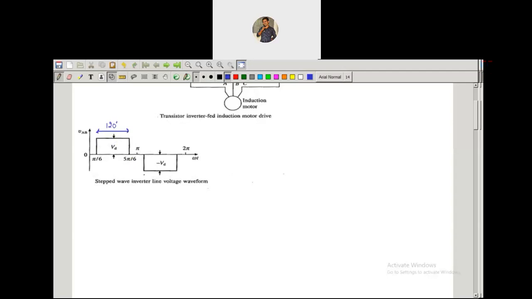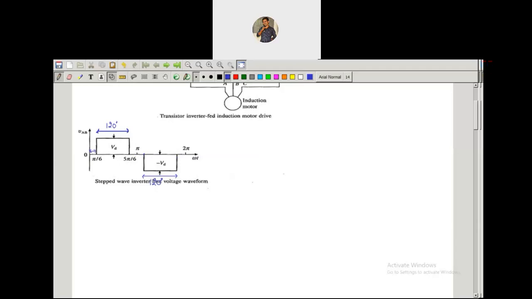And coming to the negative side, this voltage is how much? This one is pi, so this will be pi plus pi by 3. So this also is going to be how much? 120 degrees. 120 degrees conduction operation. Okay. Now what is this gap? This is pi by 6.